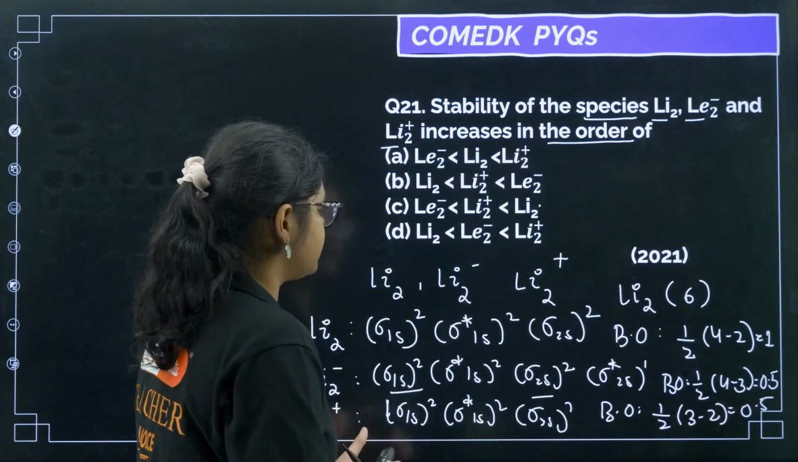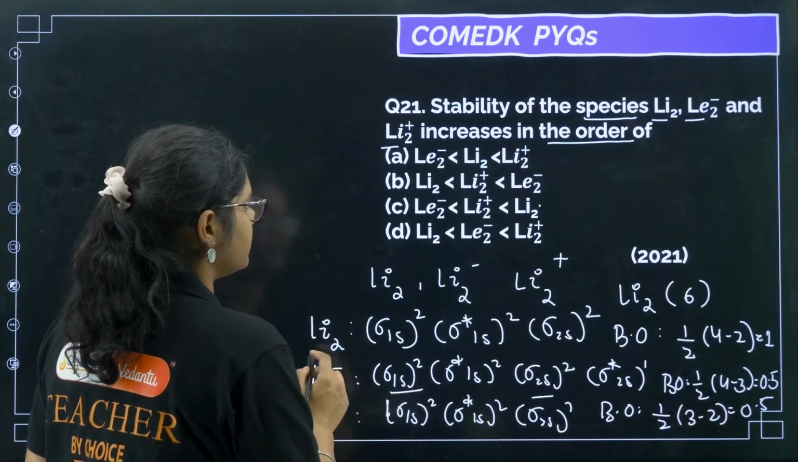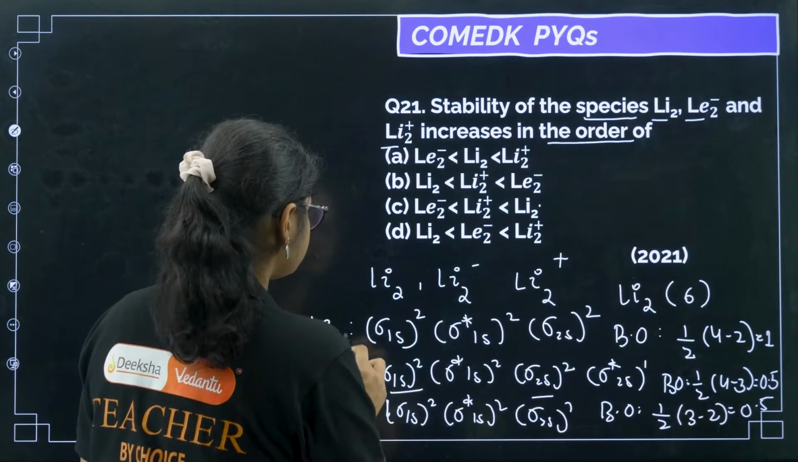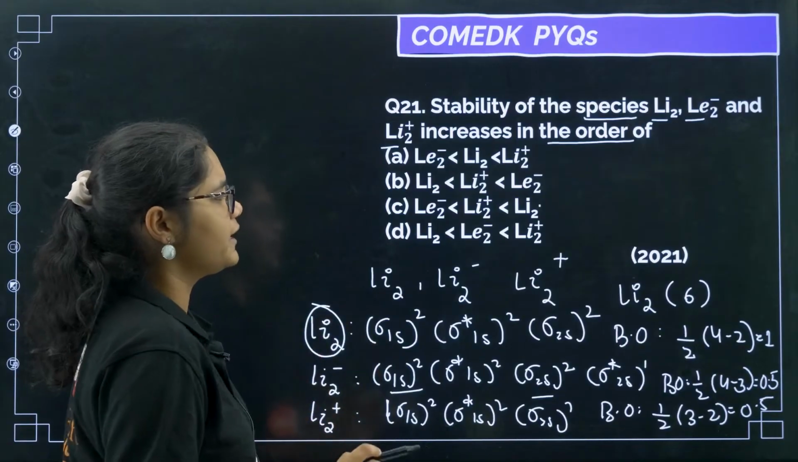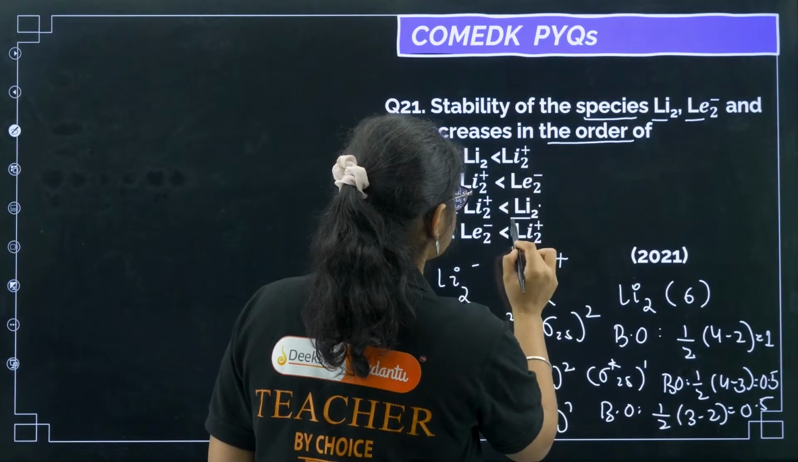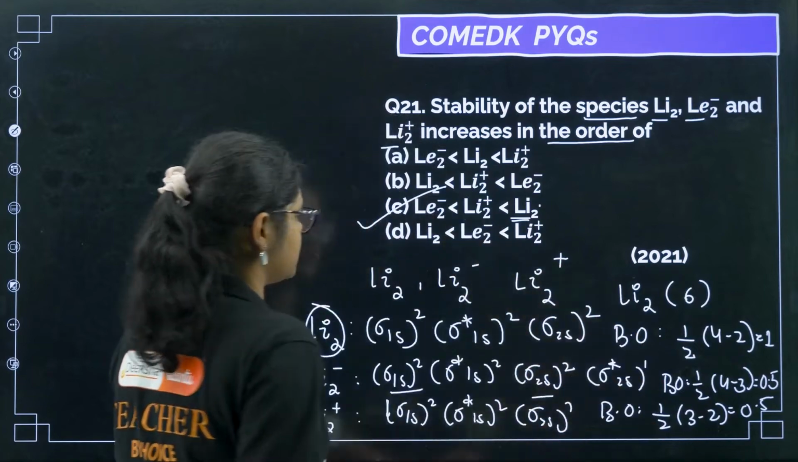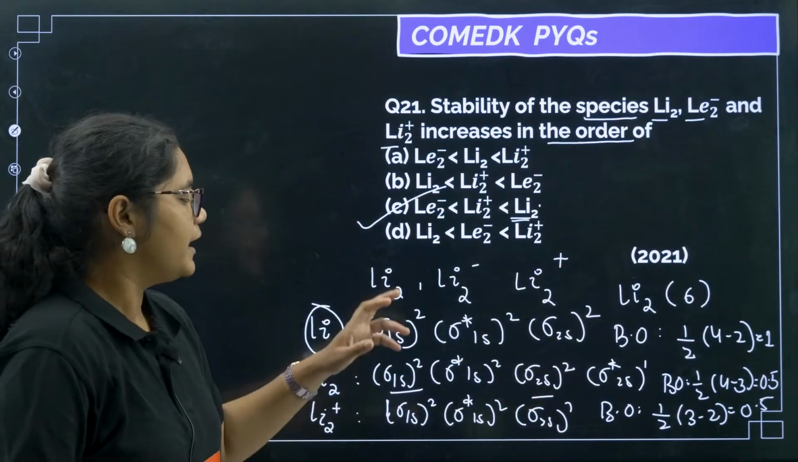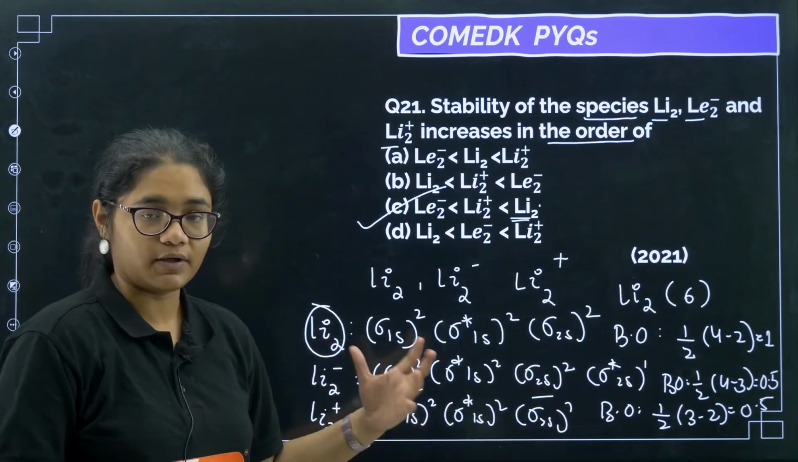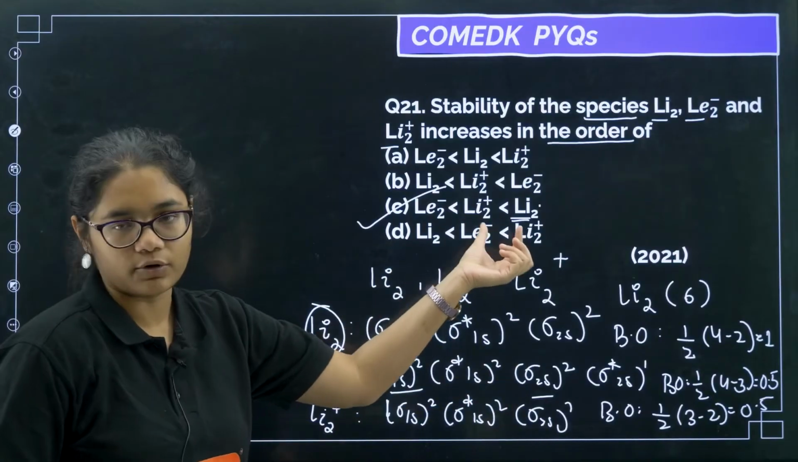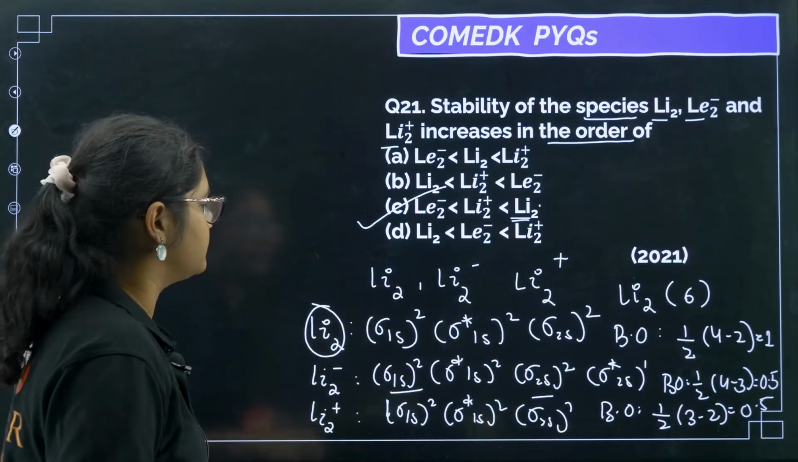So one thing which is clear out of this is that Li2 has the highest bond order, right? Only one option has Li2 with the highest bond order, so option number C will be the correct answer. And when you get the same bond order, the one with the positive charge will have more stability, okay? So that is why option number C.